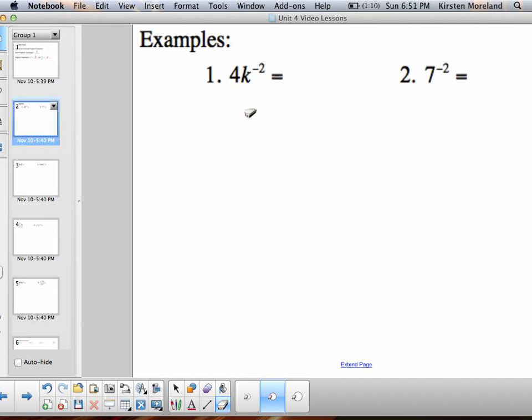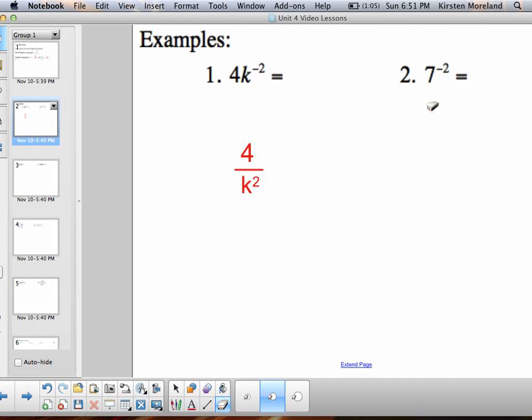So the first one, you got 4k to the negative 2. The 4 is going to stay on top. The k to the negative 2 is going to go to the bottom, which makes the exponent now positive. Notice the 4 is not raised to anything. There's no parentheses, so the 4 is not raised to the negative 2. It's just the base that's right next to the exponent, and in this case, the base is k.